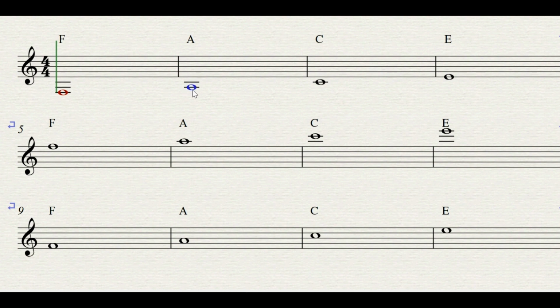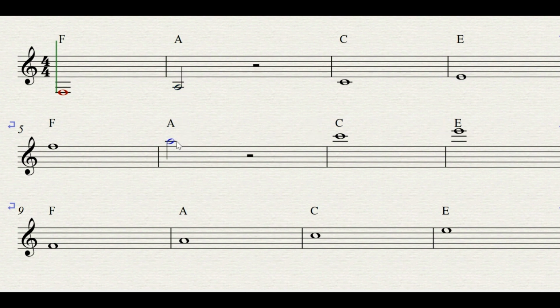What if this was supposed to be a half note or quarter note instead? If it's below the stave, the stems go up. Once it's below the third line, the stems go up. So I just changed that to a half note, or a minim, so you could see the stem going up. And if it's above the staff, the stem goes down.